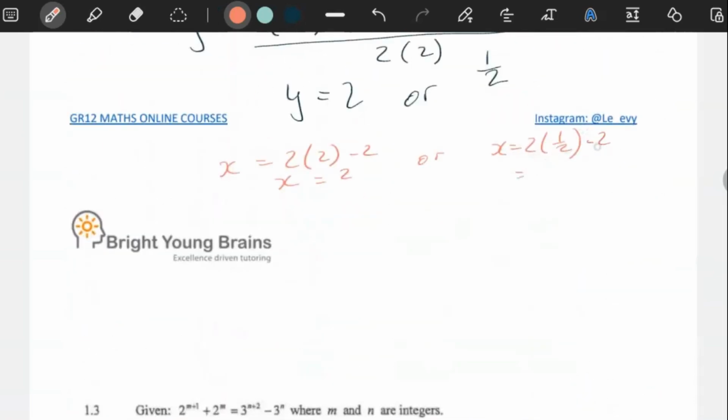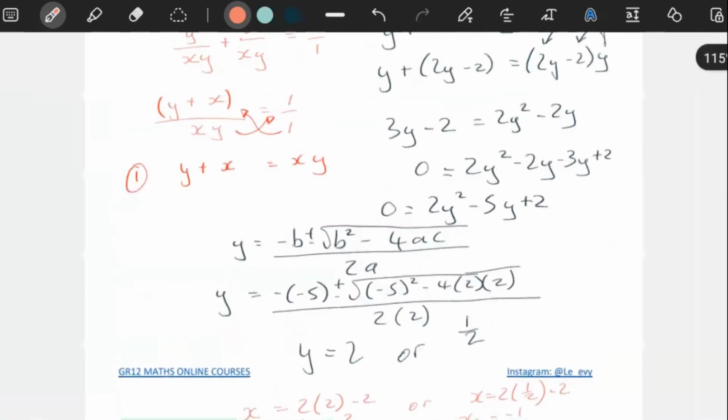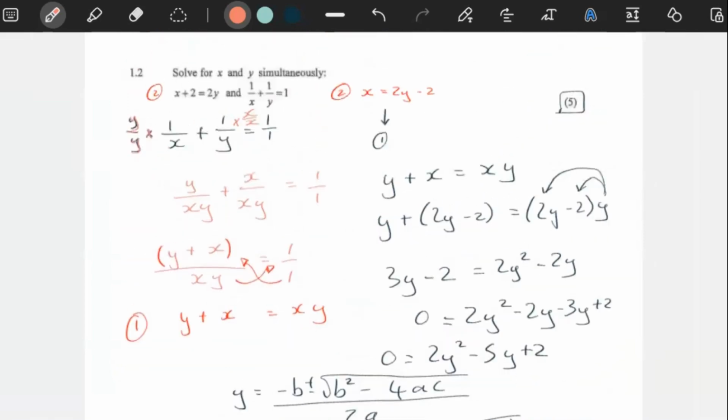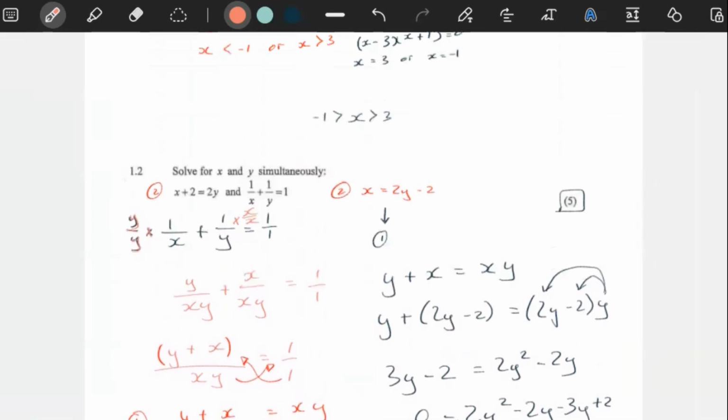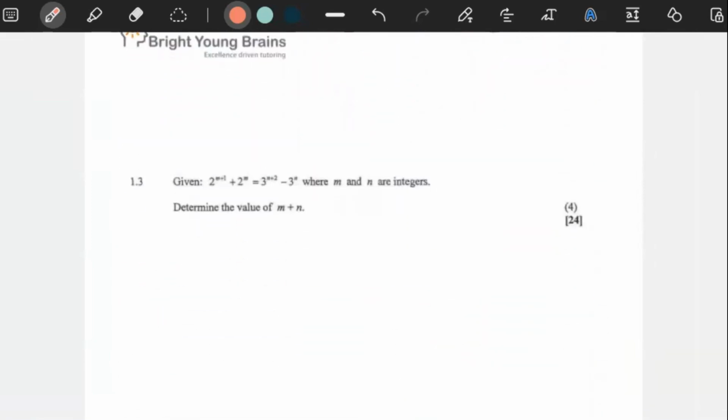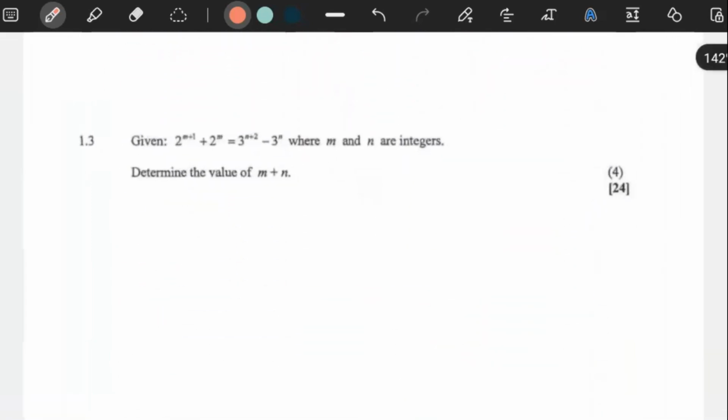So this is giving us 1 minus 2, which is minus 1. These are our 4 options for x and y. Actually, now that I think of it, it looks as though having just gone this route may have been the safe way to get all answers of y and x. It looks like the shortcut version may not have properly given us everything that we need. But that's question 1.2. 1.3 is the last question in question 1.